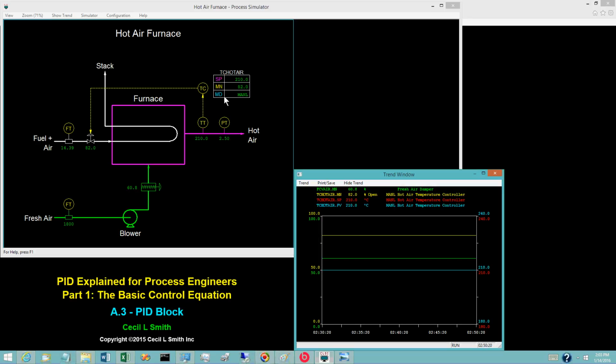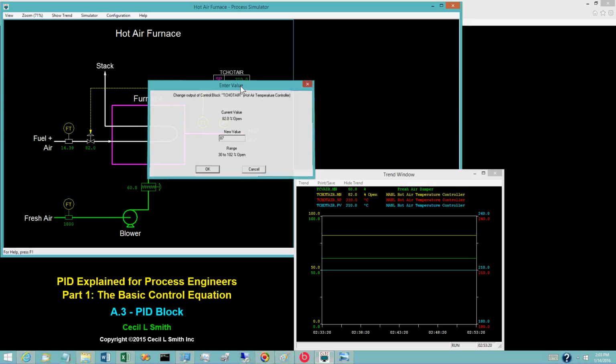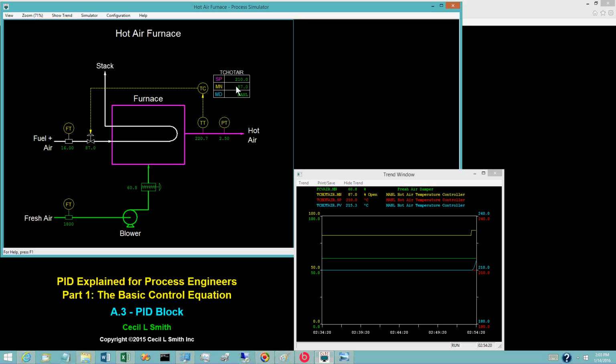The hot air temperature controller is in manual. Change the controller output to 87% open. This causes the hot air temperature, the cyan pin, to rise, eventually attaining 231 degrees Celsius. The hot air temperature set point, the red pin, remains at 210. This behavior occurs when a feature known as PV tracking is disabled. A detailed explanation of PV tracking is the subject of a subsequent video.